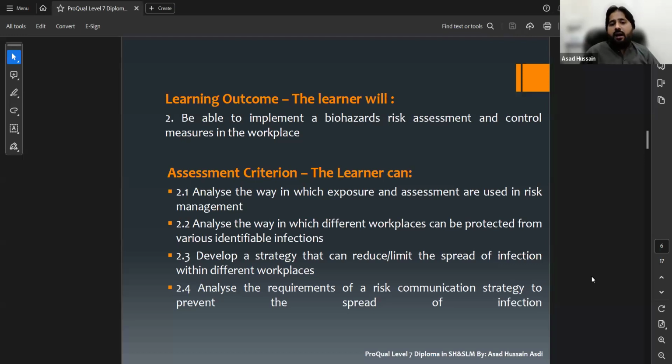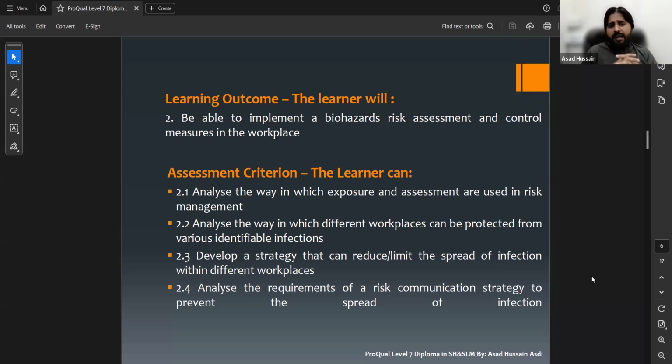So basically, this assessment criterion needs from you what type of exposure, and how exposure and assessment are used in risk management. If you are managing the risk, definitely you need an assessment. Without any assessment, you can't manage the risk, you can't control the risk. For risk management, you should have a clear, well identified risk, and then you can apply a good group of controls over the risk identified.